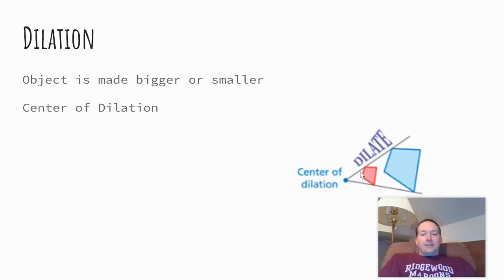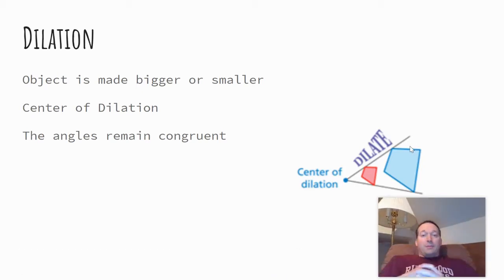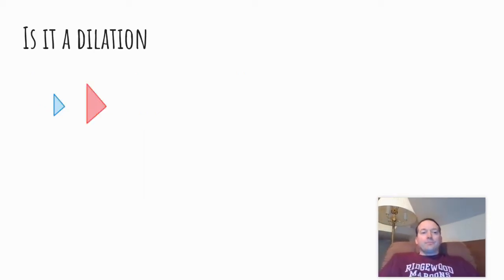If you look at these objects, you'll notice what we call corresponding angles, which are angles that are in the same spot. This angle and this angle are congruent. This angle and this angle are congruent. That angle and that angle are congruent. So in a dilation, corresponding angles always remain congruent. The actual sides stay at the same proportion, but we're not getting into that part of it today as much.